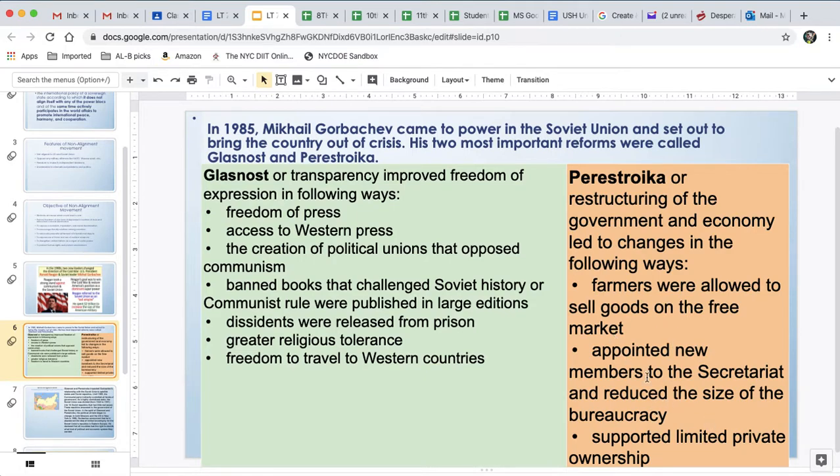We also see the appointment of new members to their government, and they're starting to reduce their bureaucracy, which is basically reducing the size of the government. Again, Glasnost and Perestroika are reforms that helped loosen the tight grip that the government had around their people and around how they took care of business, politically and monetarily. Okay?